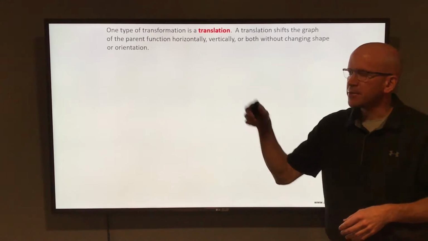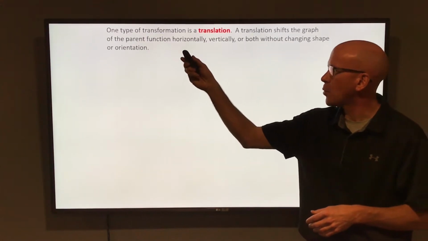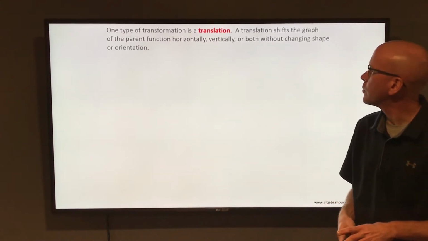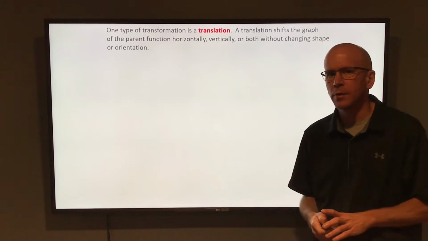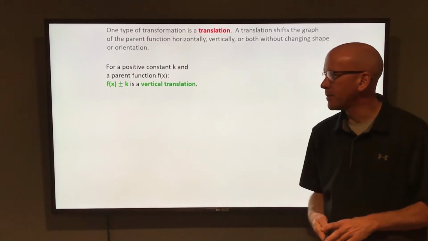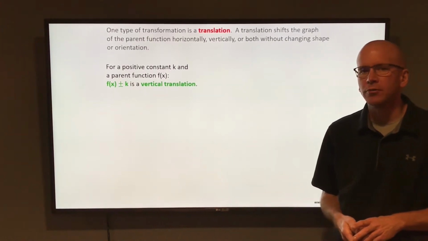One type of transformation is what's called a translation. A translation shifts the graph of the parent function horizontally, left and right, vertically, up and down, or both, without changing the shape or orientation. For a positive constant k and a parent function f of x, if you have f of x plus or minus k, that is a vertical translation.